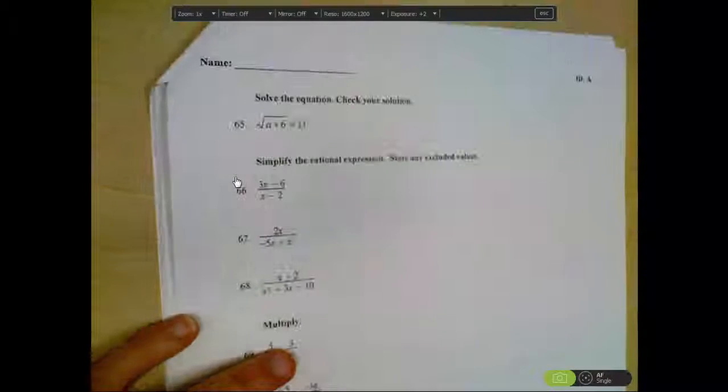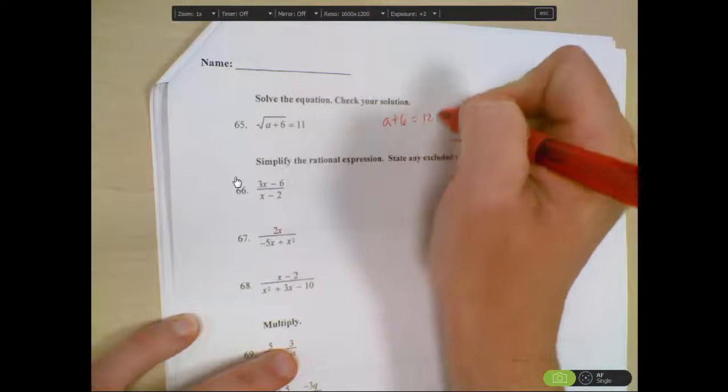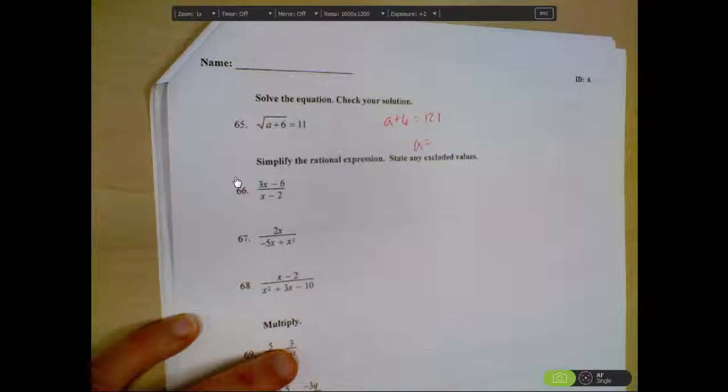Number 65. Square both sides. a plus 6 equals 121. a equals 115.